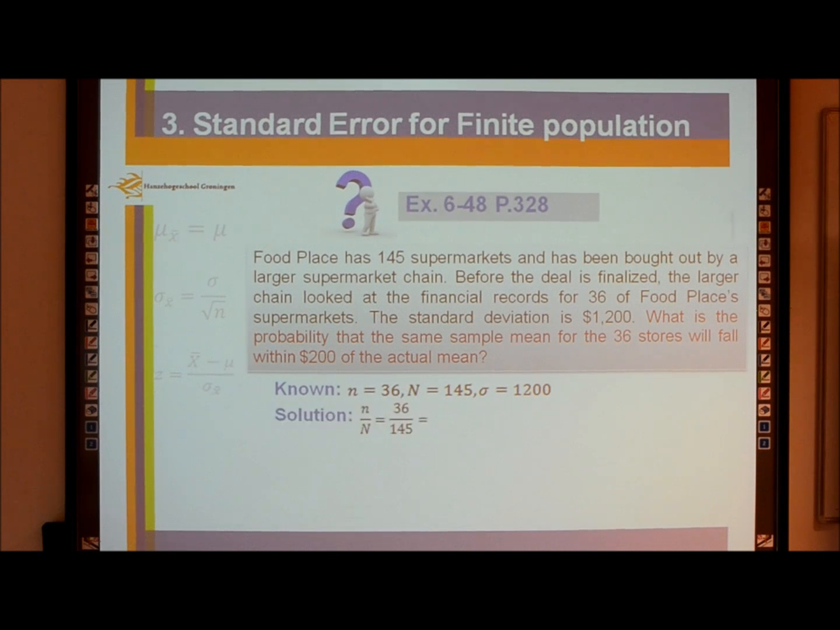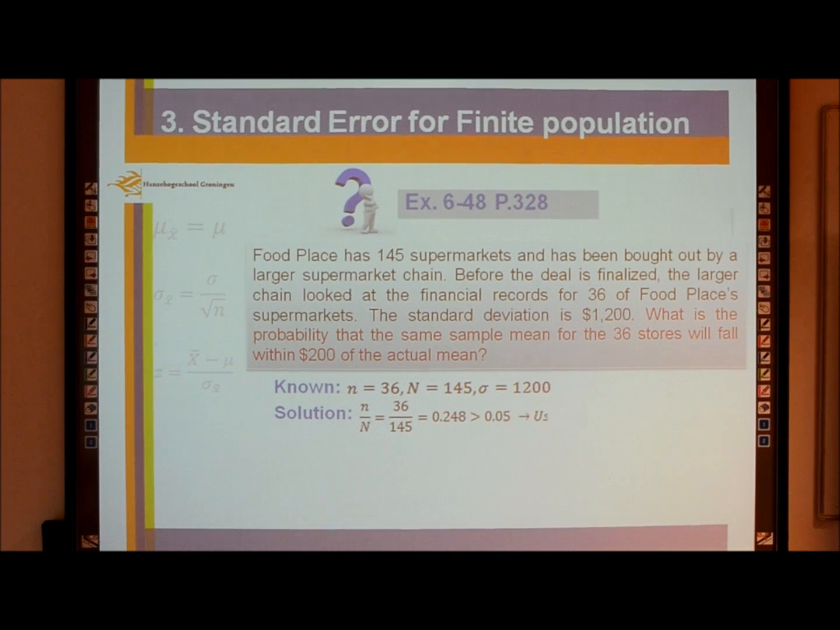First, we need to check whether we need to use the FPM. When we divide the sample size by the population size, we get 0.248, which is larger than 0.05. So we continue to use the FPM. Then we calculate our standard error. We expand the equation by using 145 minus 36 divided by 145 minus 1, and then take the square root. And then we get our standard error, 174.